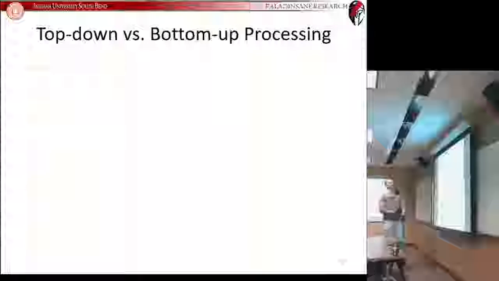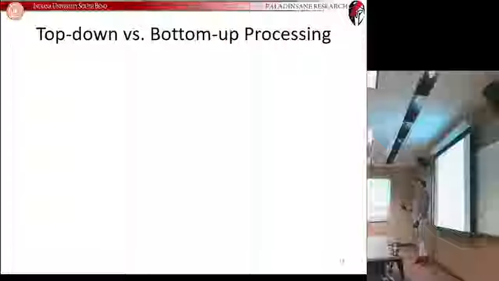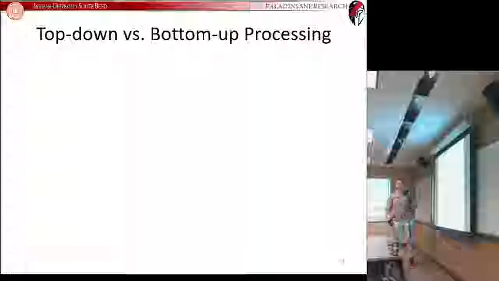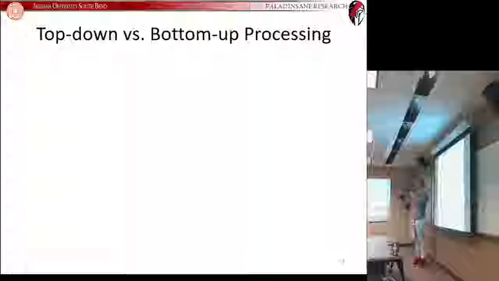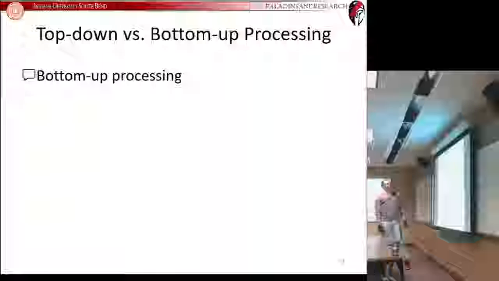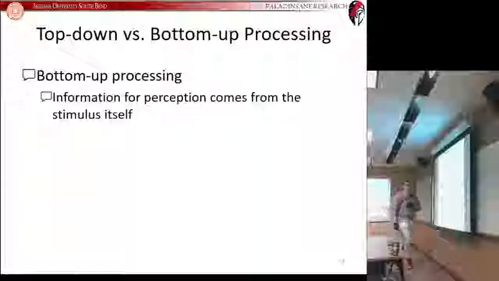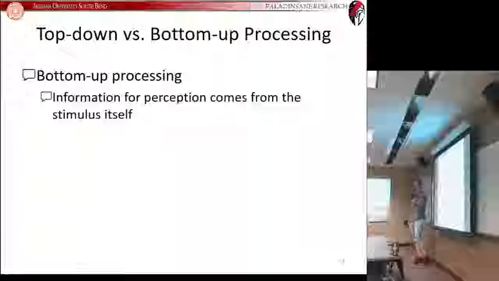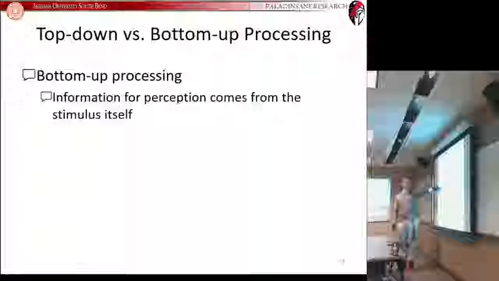Alrighty. Okay, so this brings us to the idea of top-down versus bottom-up processing. It brings us to the idea of what are the processes that are going on in perception, how much of it is driven by the stimulus, and how much of it requires higher order processes like memory and rational thinking to influence the perception. So bottom-up processing is the approach or the idea that information for perception comes from the stimulus itself.